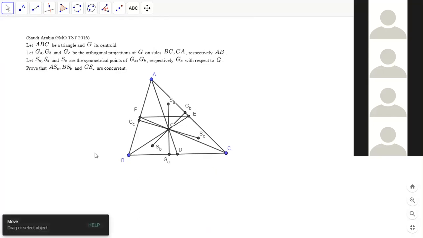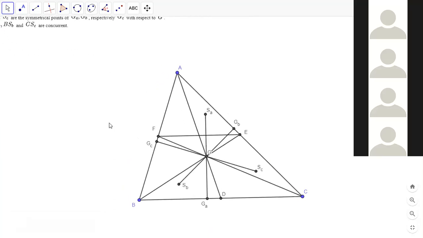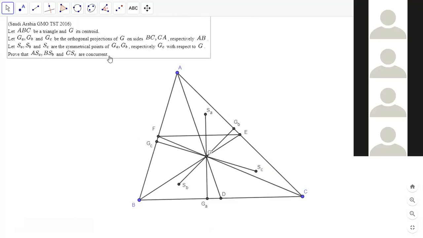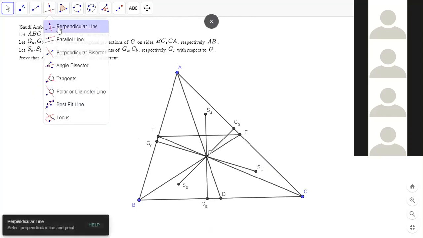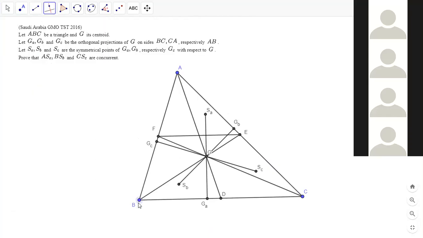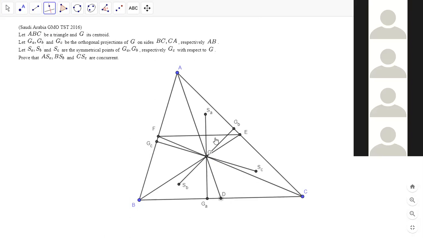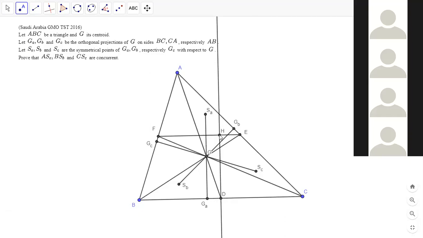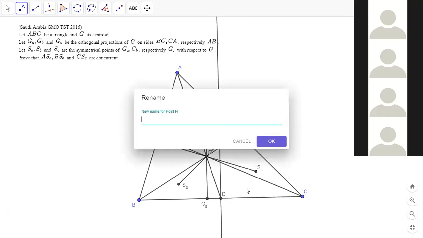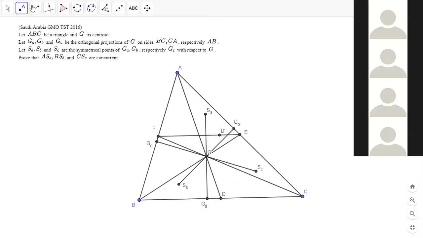Okay. Let me zoom in a little bit just to make it look better. Can you draw the altitude from D onto EF? Yes. From D to EF. Okay. And let's call that point D prime. Yeah, if we can prove that A, S_A, and D prime are collinear, then we are done.